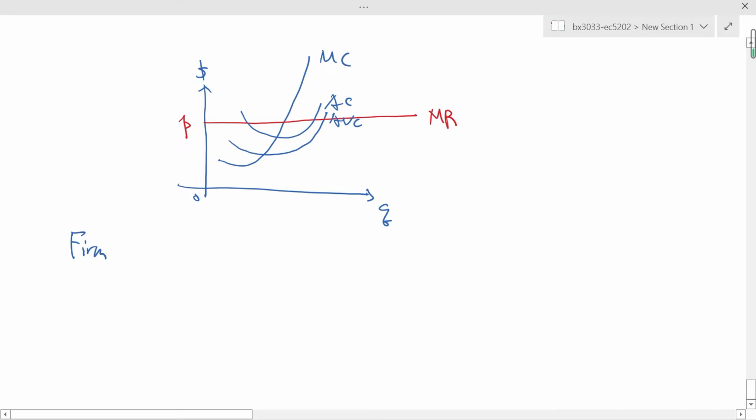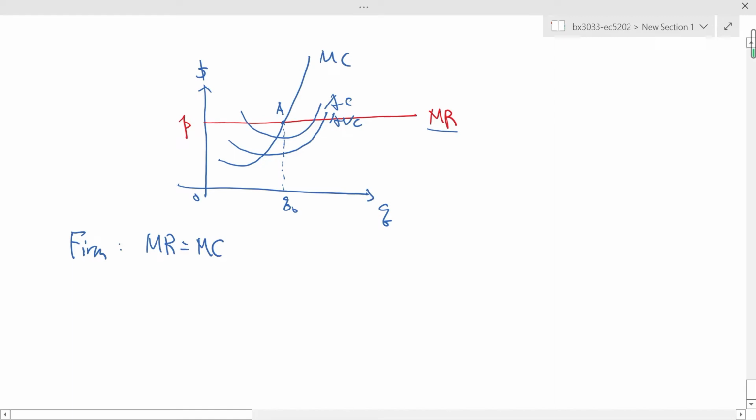In order to maximize its profit, the best the firm can do is choose the quantity such that MR equals MC. So we have the MR curve here and the MC curve here, which meet at this point. Let me call this point A. Going down from A gives the quantity, say Q0, maybe 100, maybe 200. And that's the best the firm can do when faced with a market price of P.